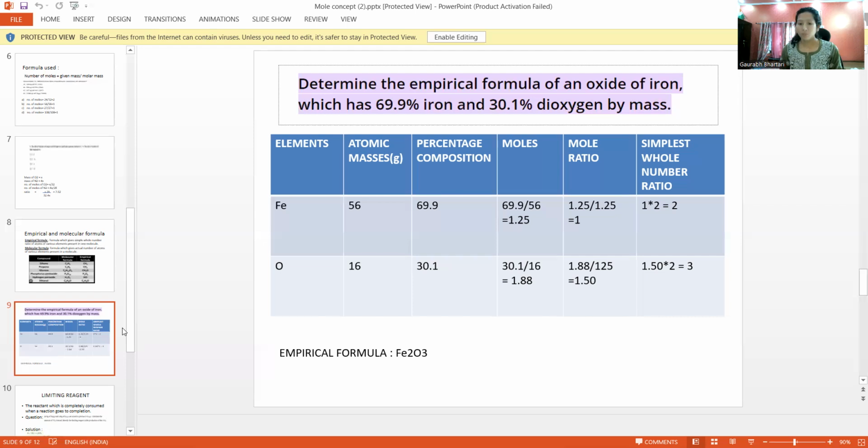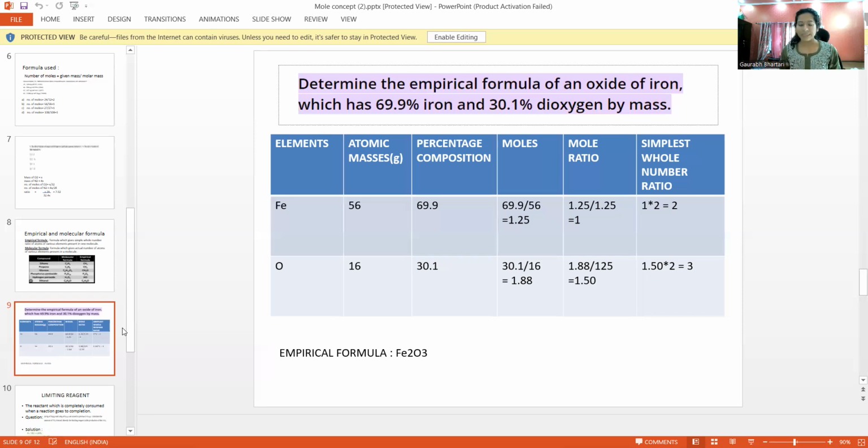The fifth column is the most important. In it, we have to calculate the mole ratio. Now, how we actually calculate the mole ratio is, please look at the fourth column in which I have mentioned the moles. For all the moles of the elements present in a given molecule, we'll look at the minimum number, right? In the case of iron, moles are 1.25. In the case of oxygen, the moles are 1.88. Now here the minimum number is 1.25. So in order to calculate the mole ratio, we'll divide these numbers by the smallest number, that is 1.25. So for iron, our mole ratio would be 1. For oxygen, our mole ratio would come out to be 1.5.